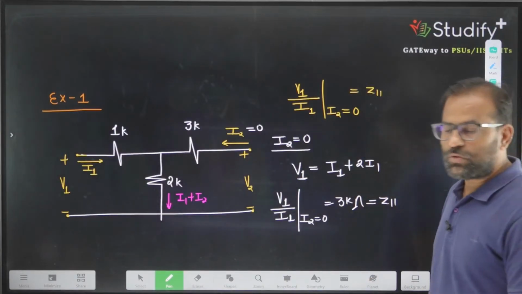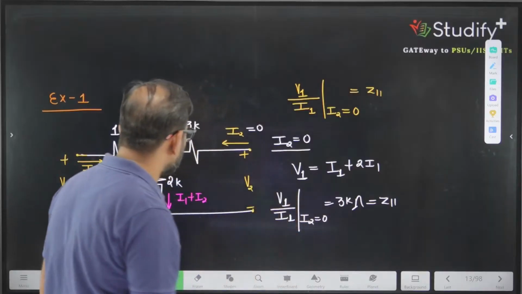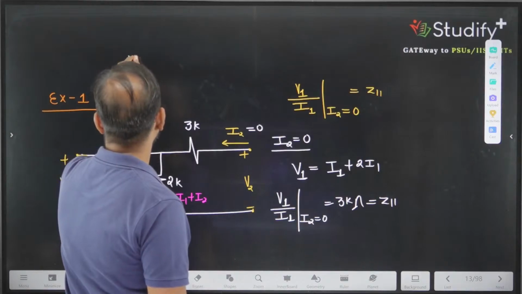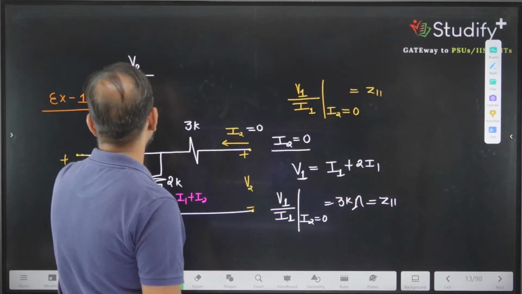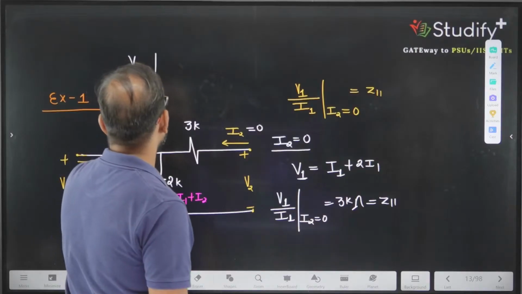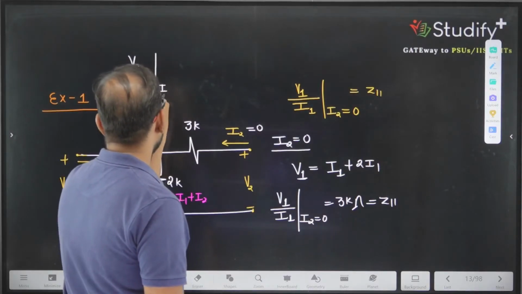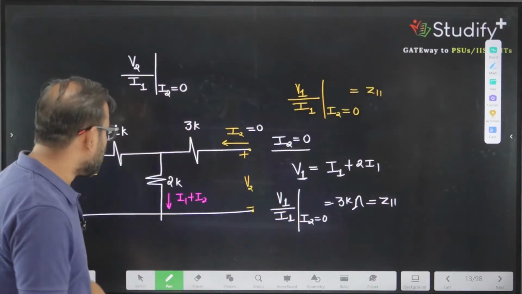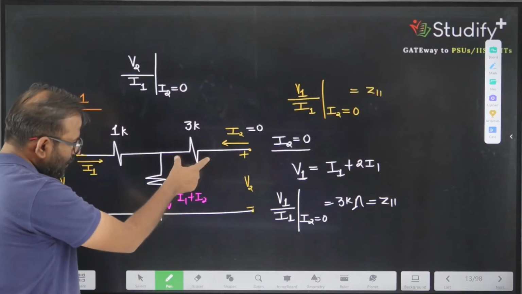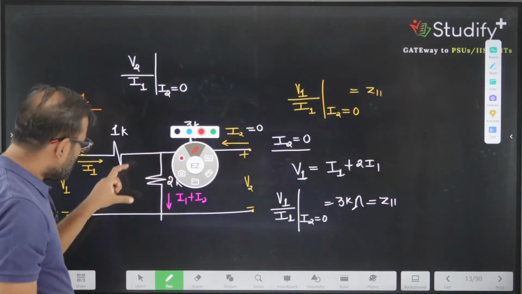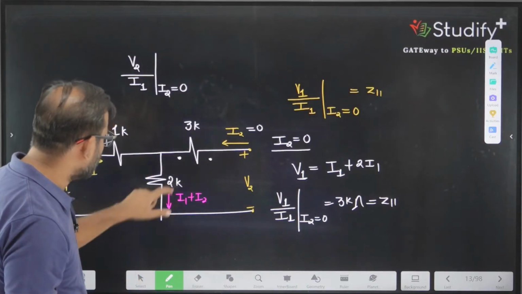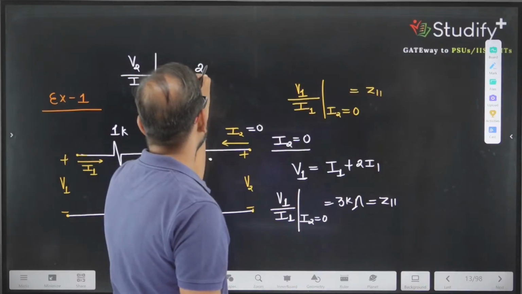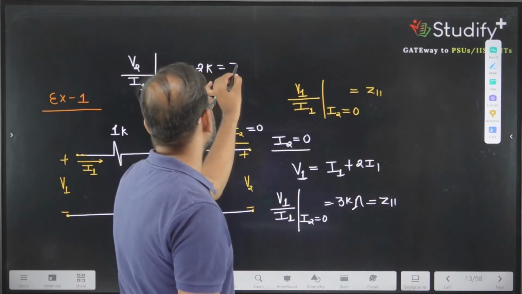Now which parameter do we want to calculate? We want to calculate the parameter V2 divided by I1 by making what equal to 0? By making I2 equal to 0. If you make I2 equal to 0, the potential drop across this component is 0. So you only have potential drop across 2 kilo ohms. So this is nothing but 2K, and this parameter is known as Z21.